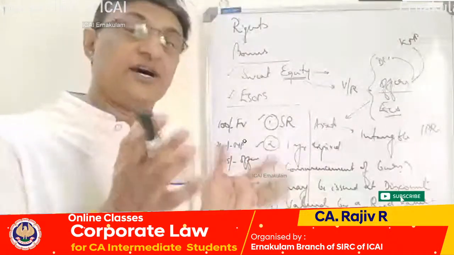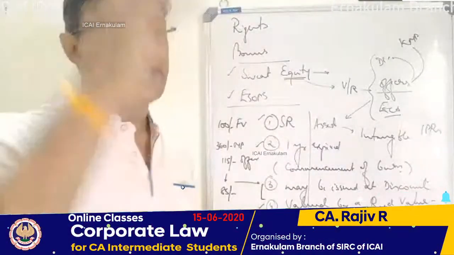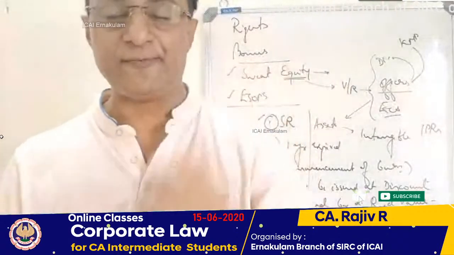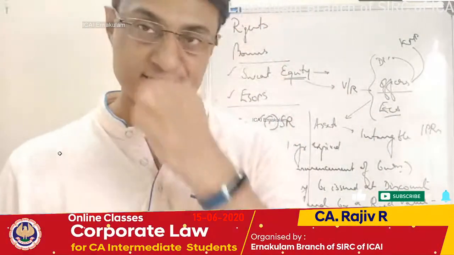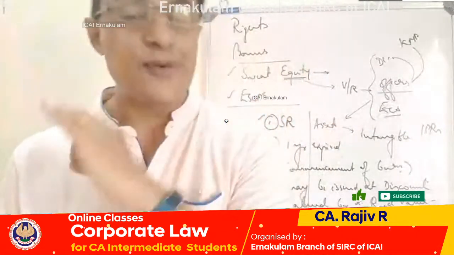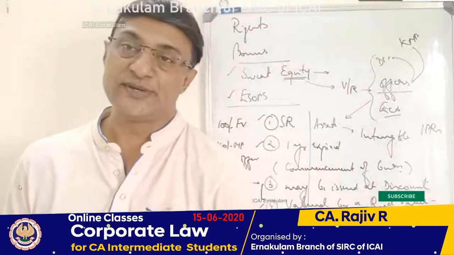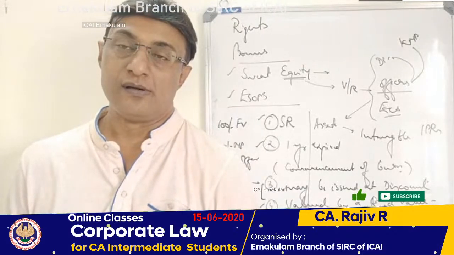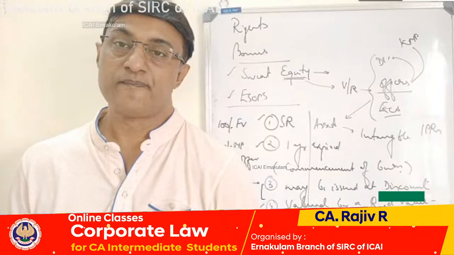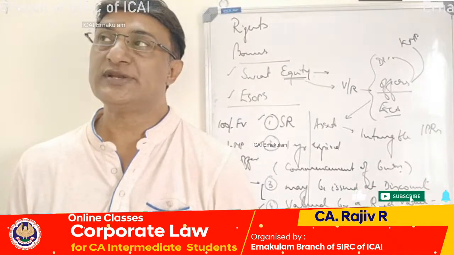So this is our third type of special issue being a private placement. Okay, so take it down. The third category, number 3, sweat equity shares. Number 1 was rights issue. Number 2 was bonus. Number 3, sweat equity shares.